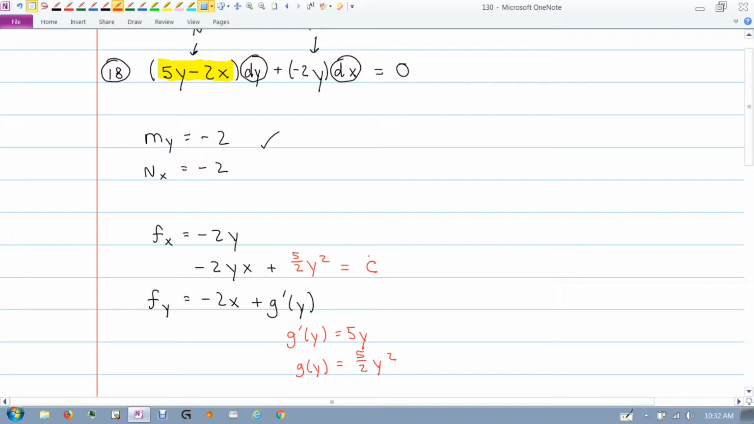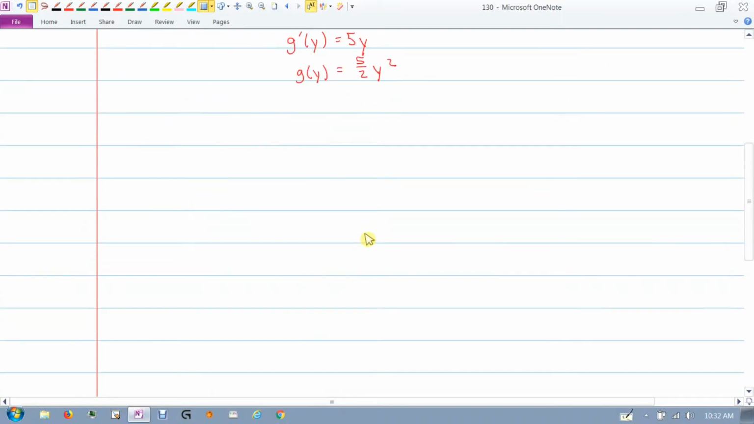So that is it for number 18. Okay, let's look at 19. We have tan x minus sine x sine y dx, so that's our M, plus cosine x cosine y dy equals 0.